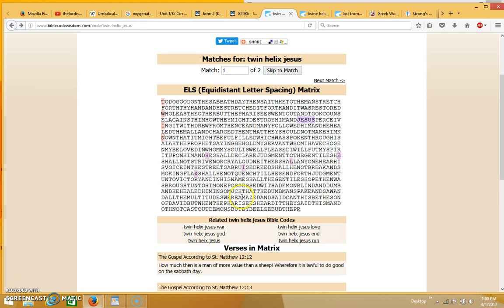And so it's interesting that in Matthew 12, right where you have the word helix, and then you have twin over here, it's talking about a bruised reed shall he not break, and a smoking flax shall he not quench. And that's crossing right through the word helix, using the X in the word flax, using the I in bruised reed.